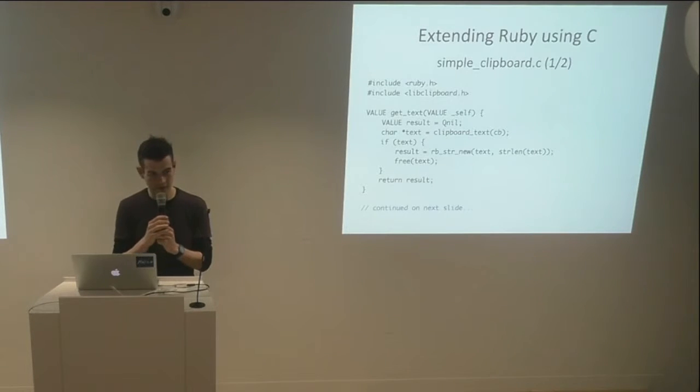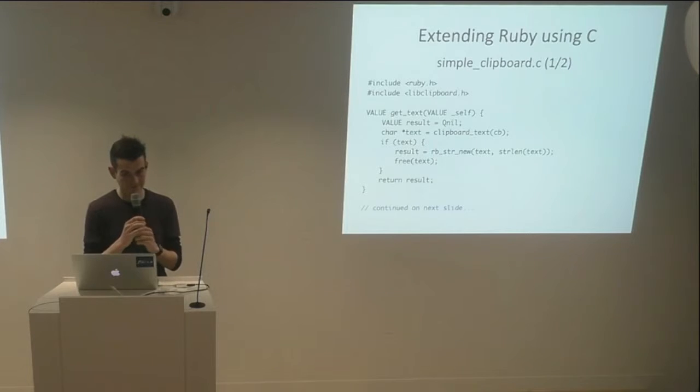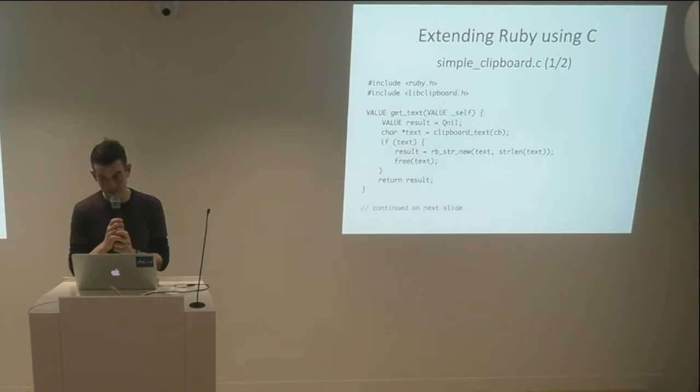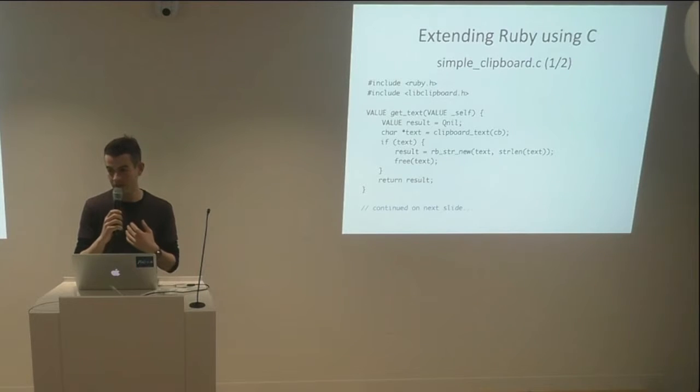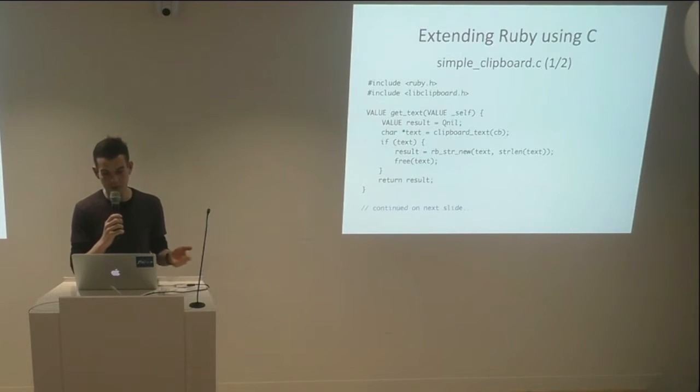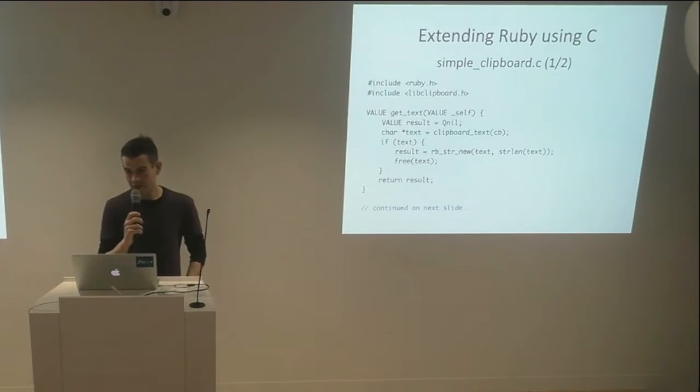Now let's have a look at the simple clipboard C file itself. I'm sorry. We have to start off with two things here. One is an include for ruby.h. That's basically the whole Ruby API. So say you want to write Ruby in C, and I actually do, but you probably don't, this is what you include. And then we include libclipboard.h itself, which is the libclipboard API.